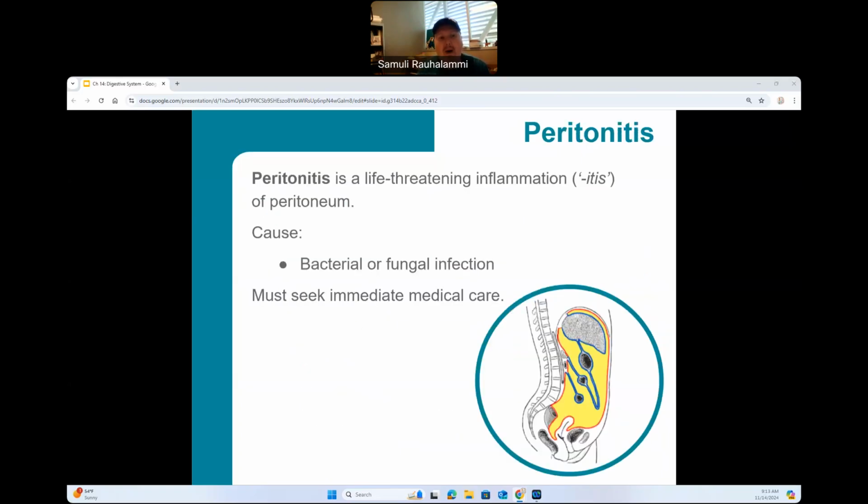Let's talk about peritonitis. Peritonitis is an inflammation, remember "itis" for this, of the peritoneum. And this was a structure that we talked about earlier on in our previous recording.